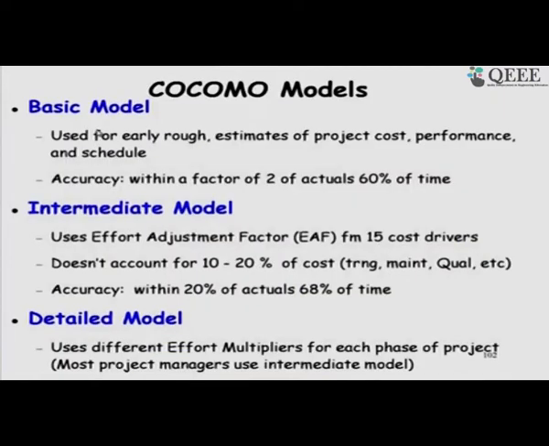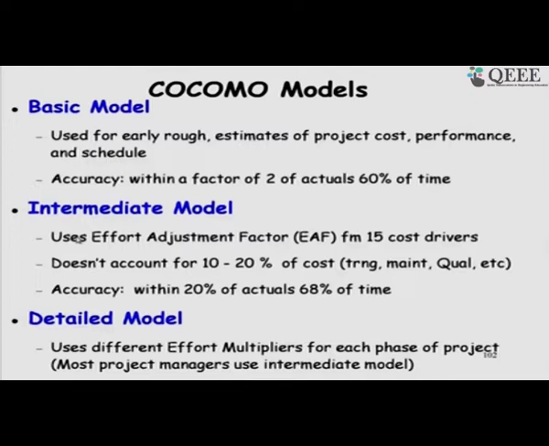So, he actually proposed 3 models. One is the basic model, which we saw, a simple expression where effort is given in terms of size, a scale factor and a multiplier. That is called the basic model and has been used in many projects. The basic model has an accuracy factor of 2. So, it may underestimate by 100% or overestimate by 100%, 60% of the time, and other times it may even be worse.